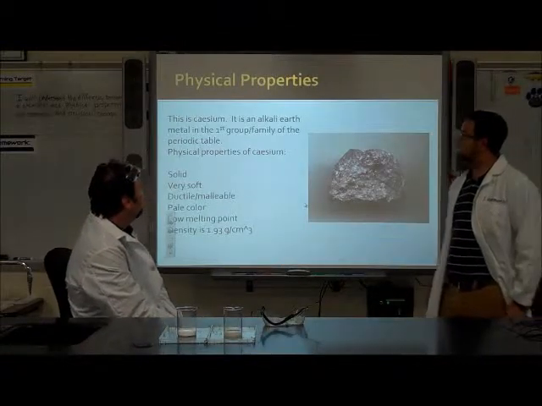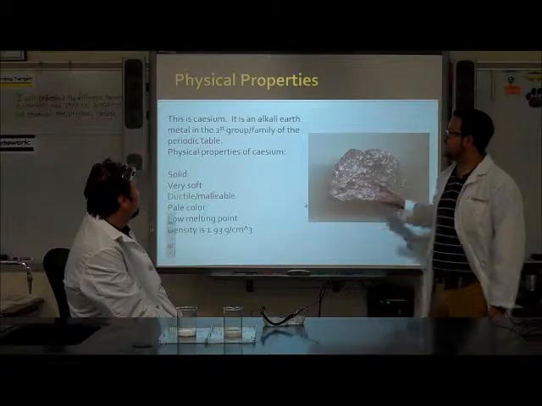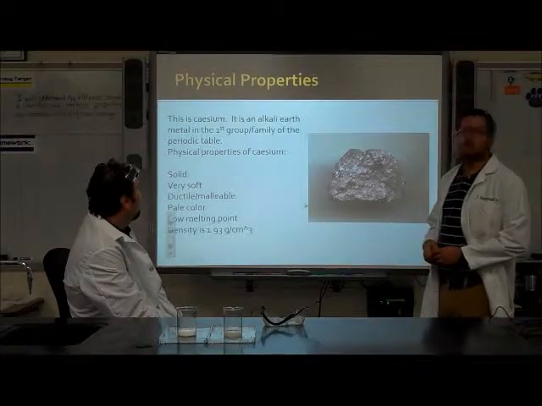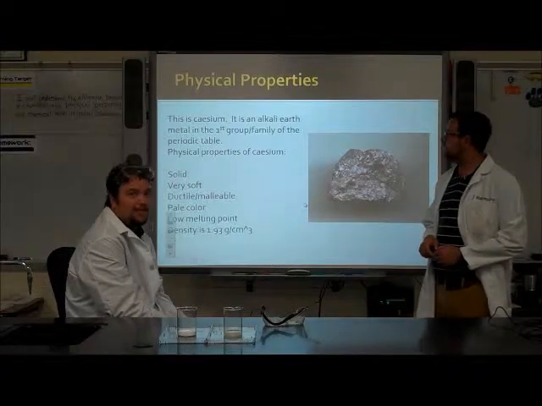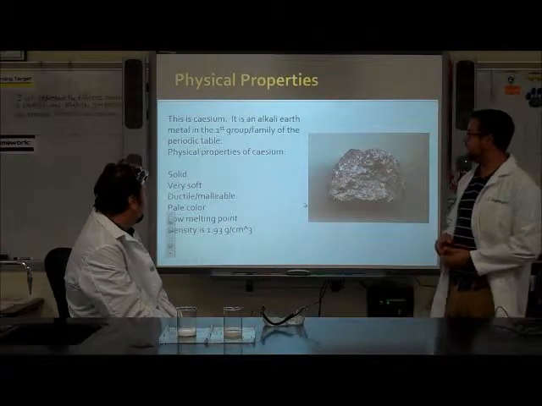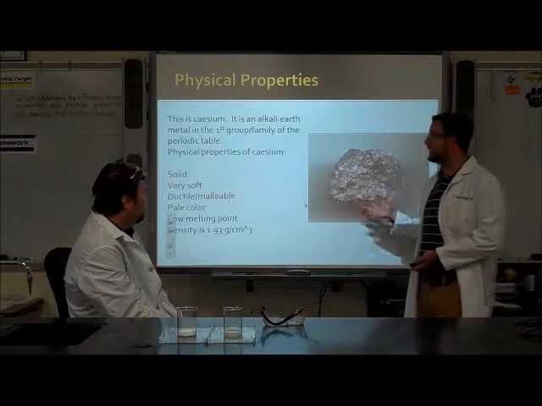All right, so right here we have Caesium, and this is an alkali earth metal. And this is found in, I believe it's the first family. Yes. Okay? So it's the alkali metal. Some physical properties that you'll see. So these are pictures that you can see to describe it.